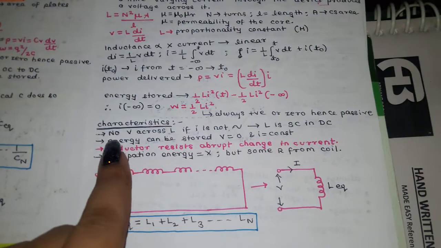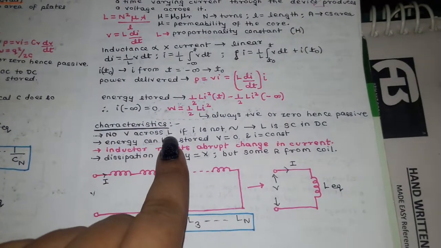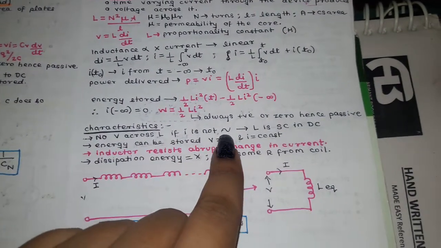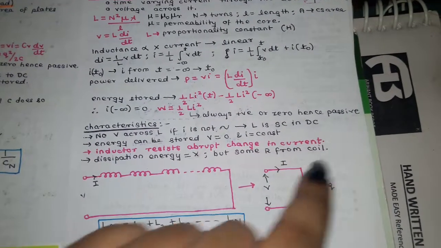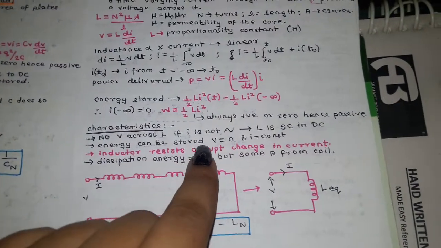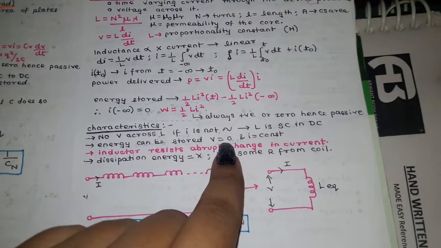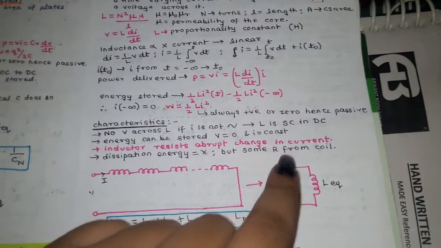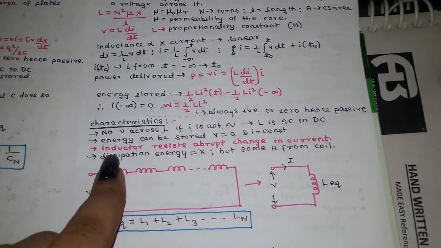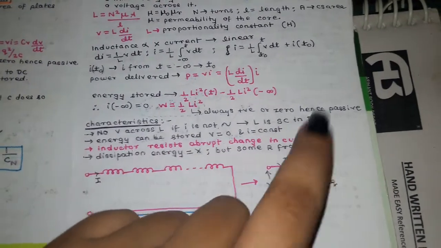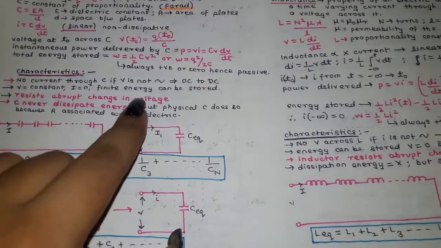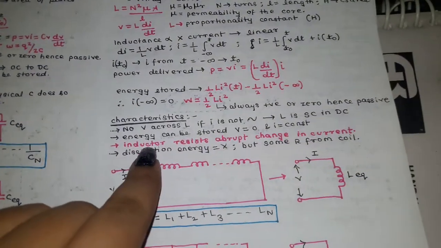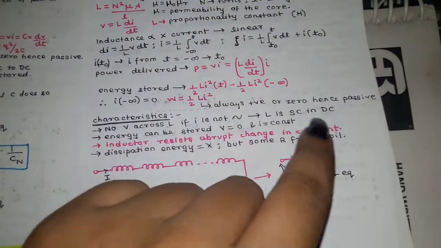Now let's talk about characteristics. No voltage across an inductance if current is not alternating, hence it acts as a short circuit when a DC supply is applied. Energy can be stored when voltage equals 0 and the current is constant. An inductor resists abrupt change in current. Here capacitors resist abrupt change in voltage, and here the inductor resists abrupt change in current.